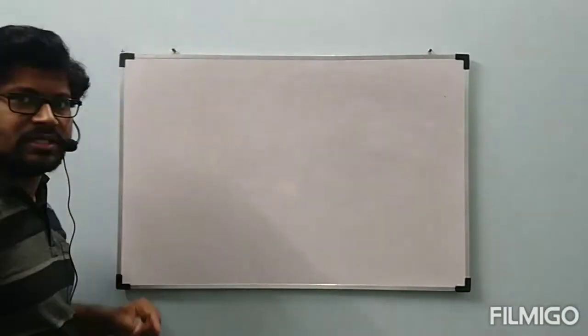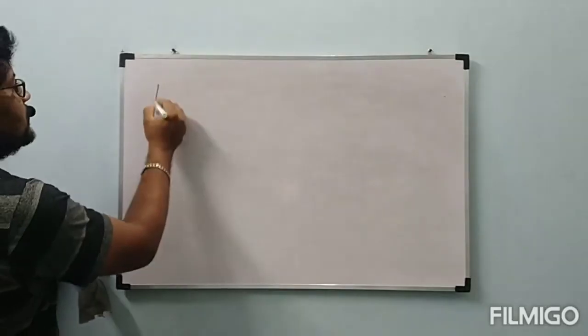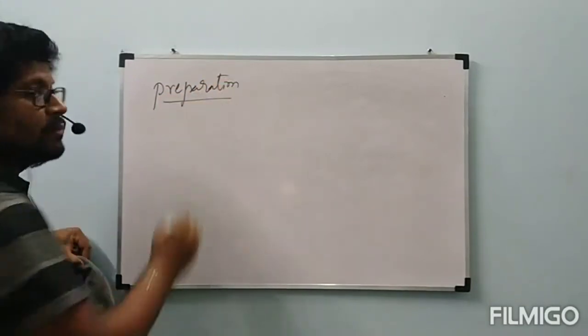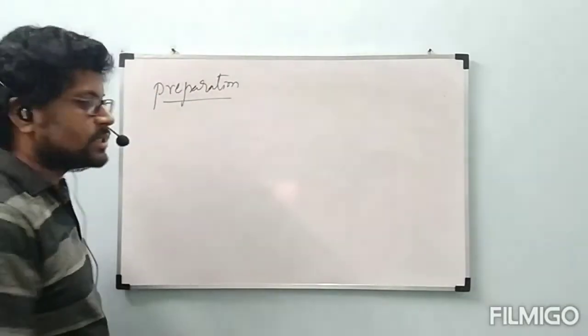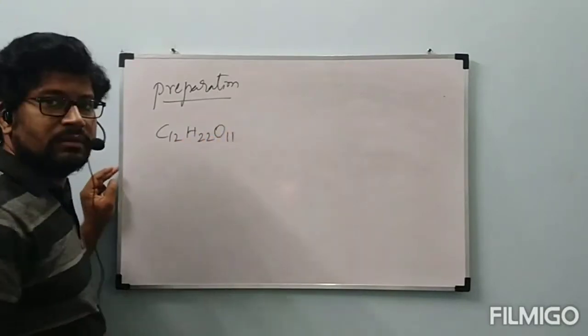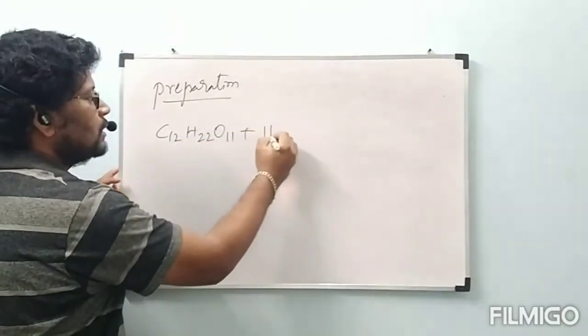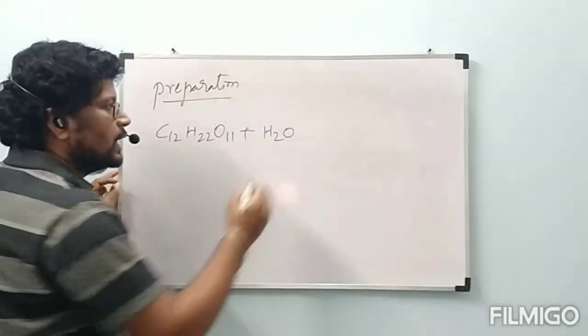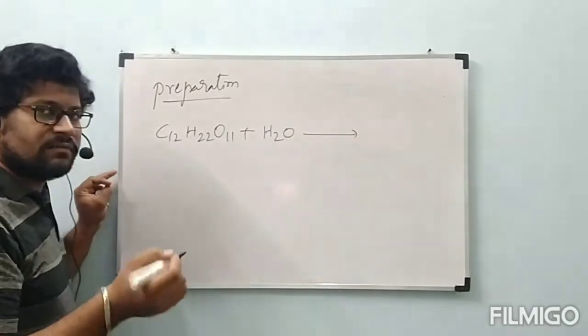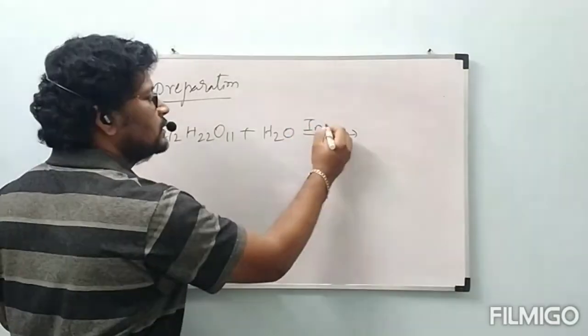This is industrial manufacturing of alcohol. Preparation. Molasses contain the substance that is sucrose. Sucrose formula C12H22O11 will undergo hydrolysis in presence of an enzyme called invertase.